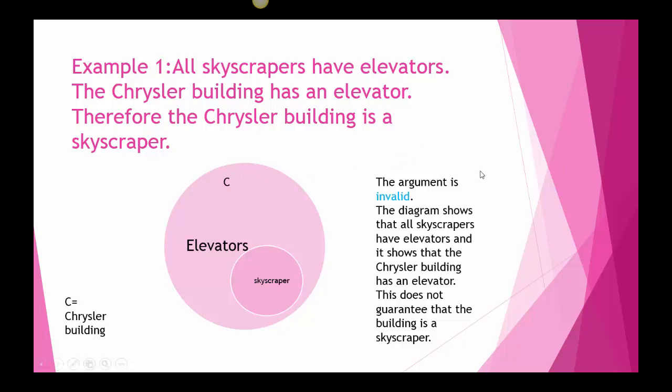So this argument is invalid, right? The diagram shows that all skyscrapers have elevators, and it shows the Chrysler building has an elevator, but there's no guarantee that this building is a skyscraper.